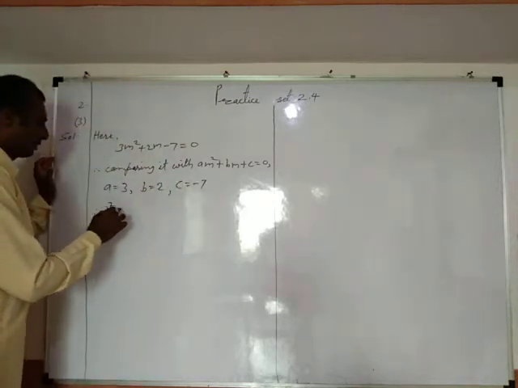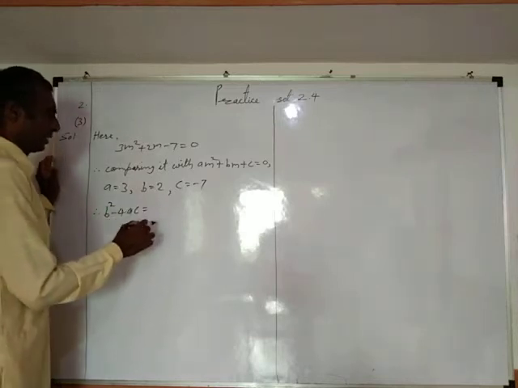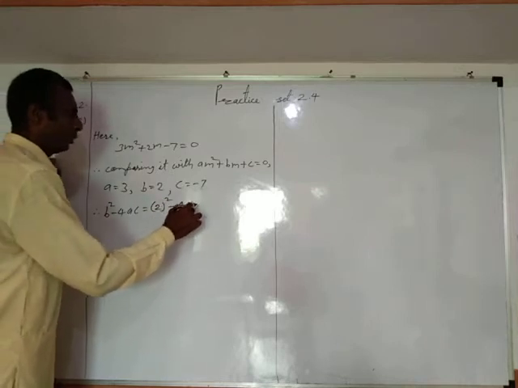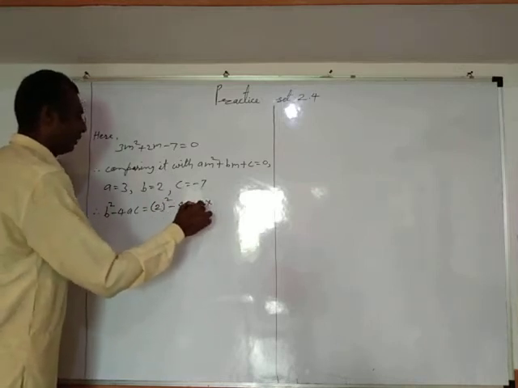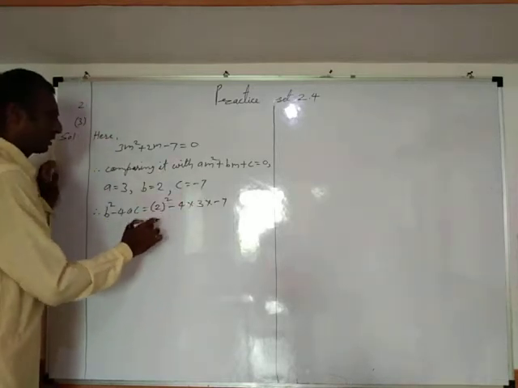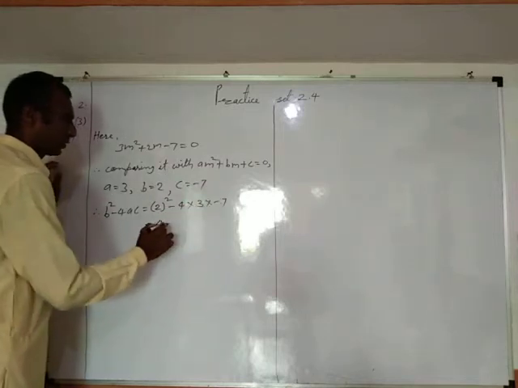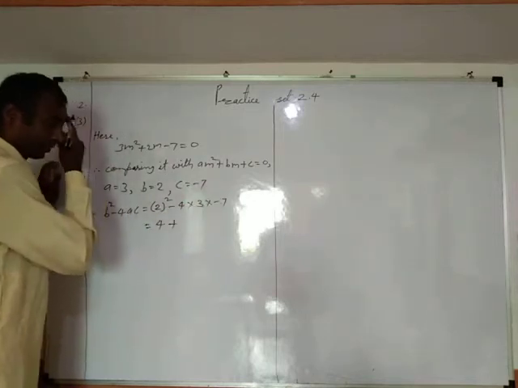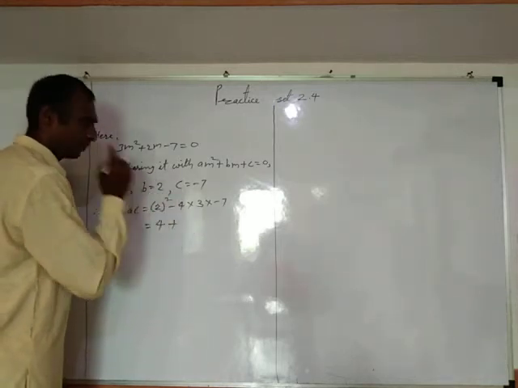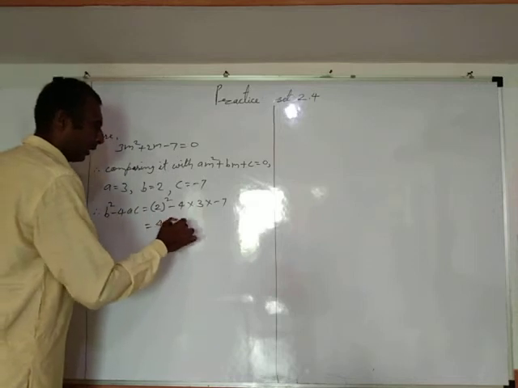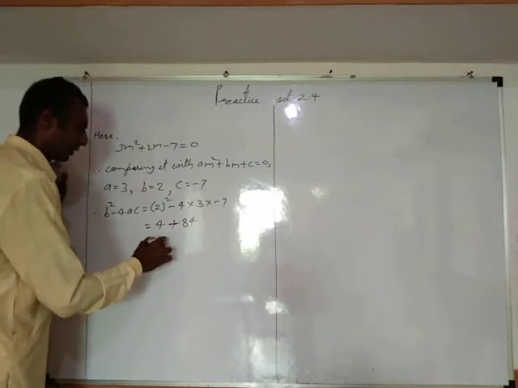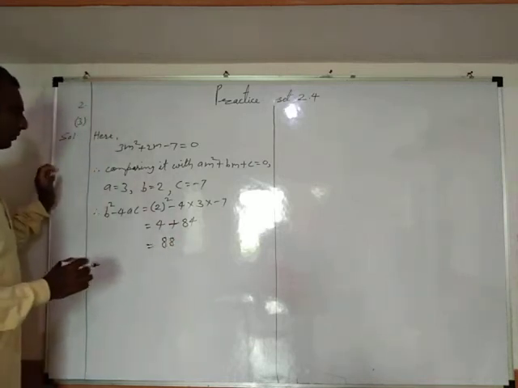Therefore, b square minus 4ac equals 2 bracket square minus 4 into value of a is 3 into value of c is minus 7, equals square of 2 is 4, minus into minus gives us plus, 4 3s are 12 and 12 7s are, yes, 12 7s are 84. Okay, 4 plus 84 gives us 88.